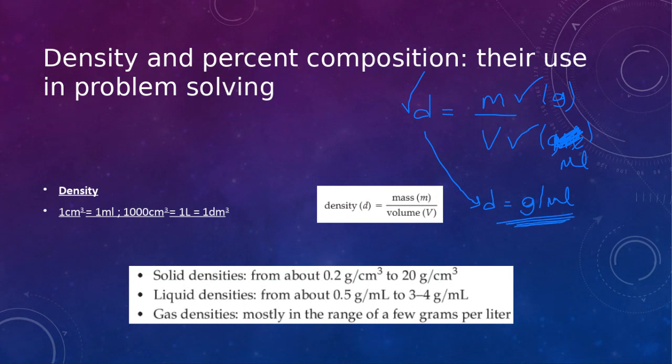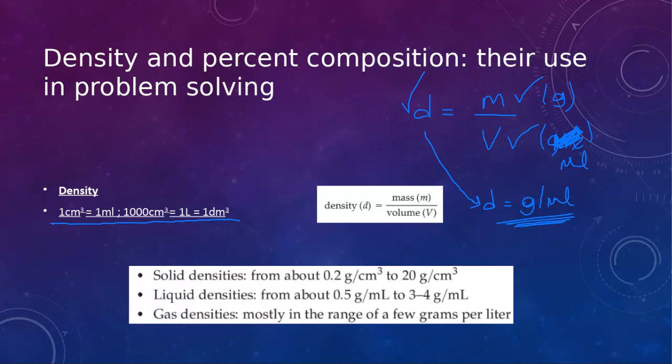Don't forget that, because this is the conversion. For example, generally we cannot measure liquid with the gram units. Always milliliter is important for the liquid measurement. That means 1 milliliter is equal to 1 gram, like that, okay? Don't forget that. And conversions are important also. For example, 1 centimeter cube is equal to 1 milliliter, and 1000 milliliter is equal to 1 liter, and this is 1 decimeter cube.